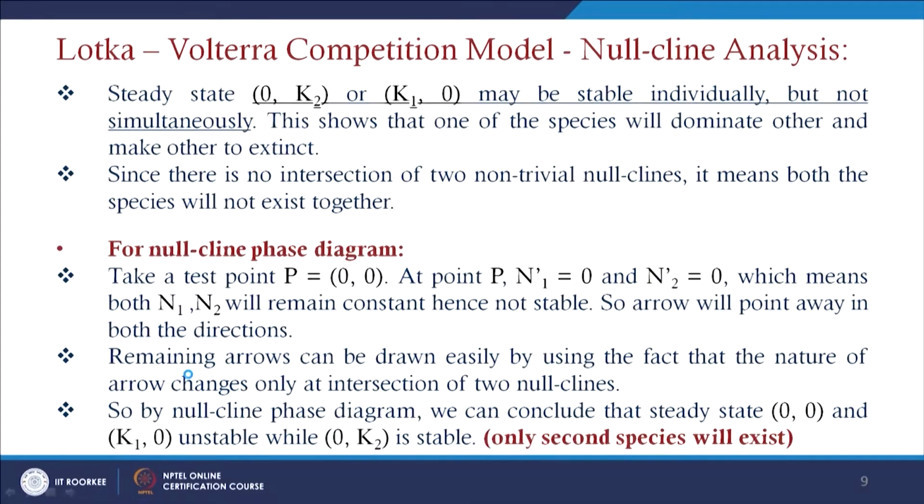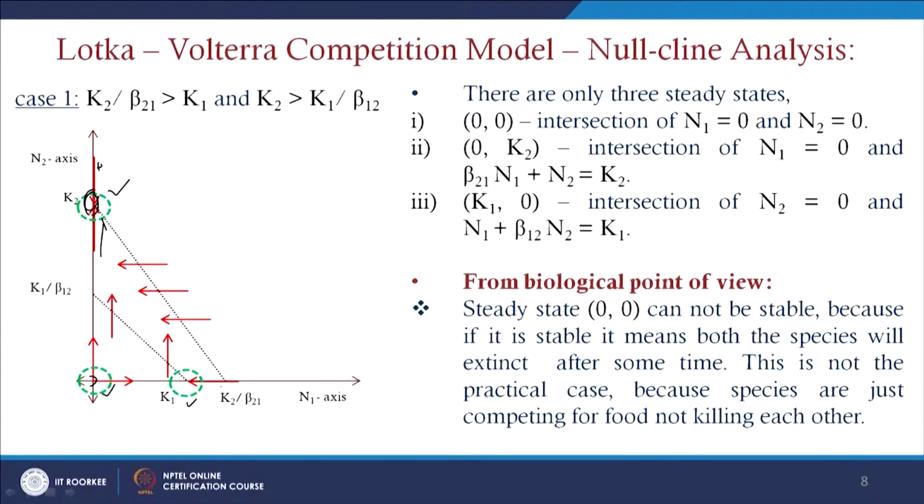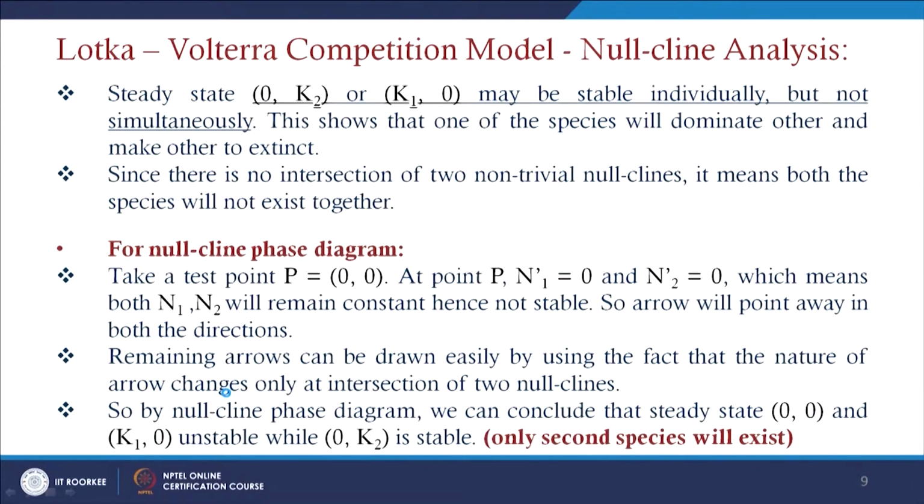If we go for further analysis of this model, steady states 0 k2 and k1 0 may be stable individually, but not simultaneously. This shows that one of the species will dominate the other and make the other extinct. One will survive and the other will die out. In these graphs, whenever k2 is a stable point, we can consider either k2 or k1 here, since there is no intersection of the two non-trivial null lines for this case.